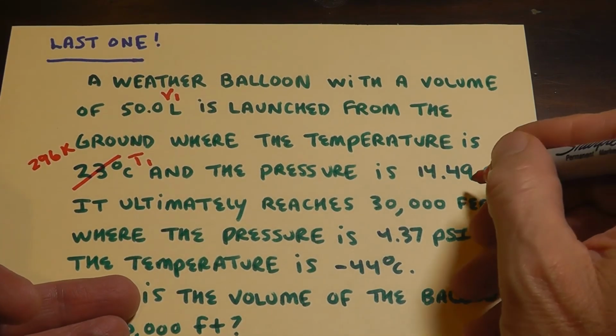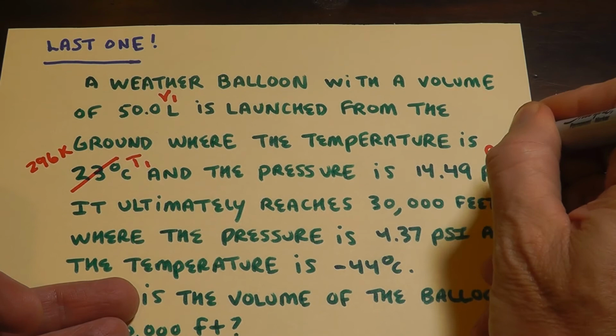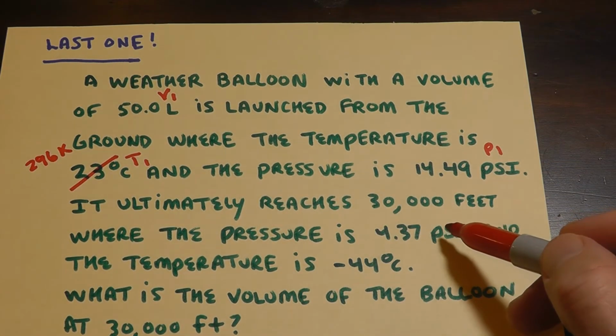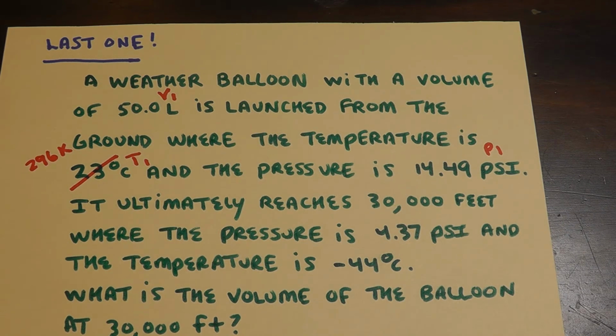Pressure is 14.49. That's P1. Okay, we got a P1. Now it goes to 30,000 feet, and you're like, oh, where's 30,000 feet? I haven't done anything with 30. That's just extra information. You just ignore the extra information. It's not really pertinent to this. It's kind of like social media. You just kind of ignore it. It doesn't really belong in your brain.